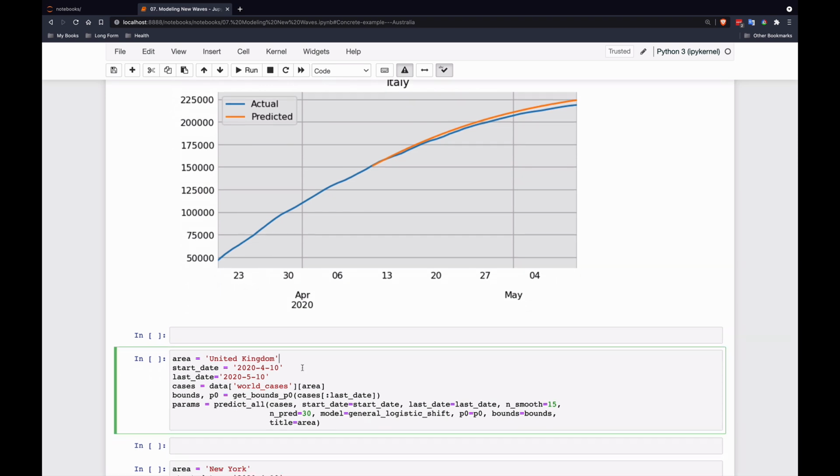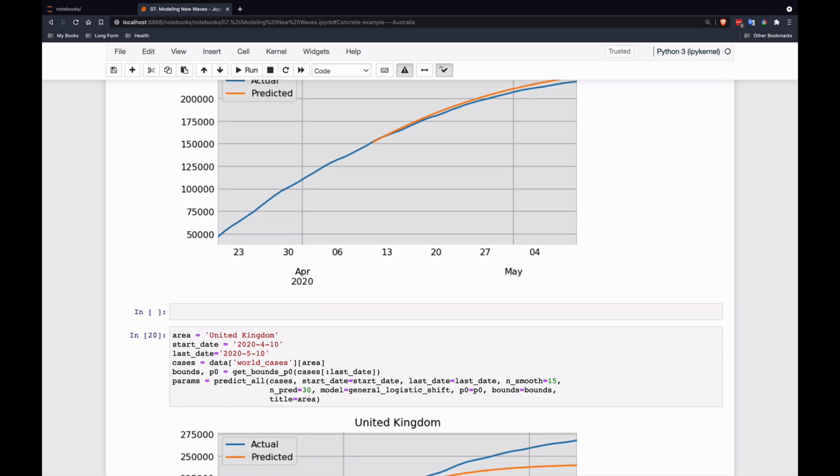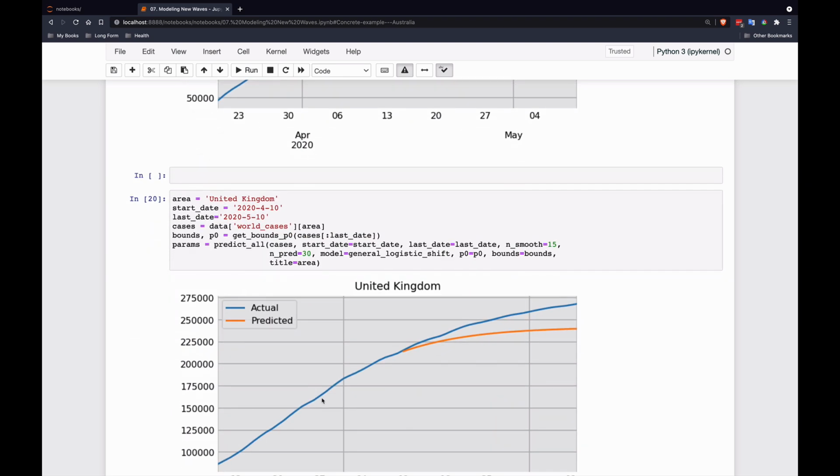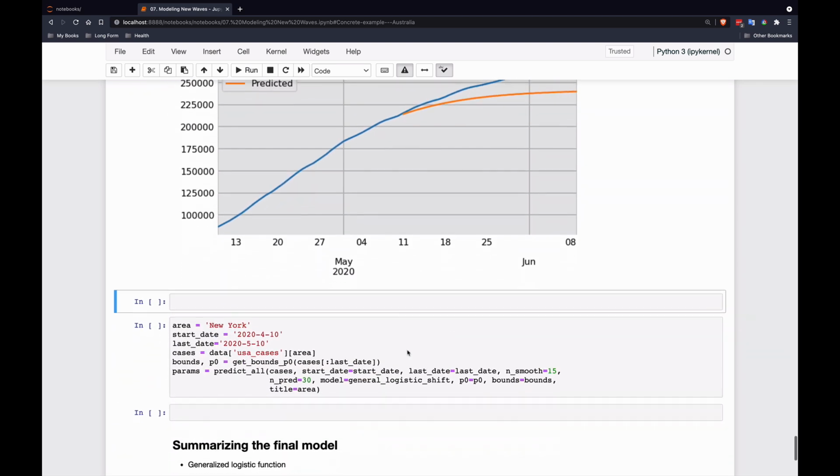If we look at the United Kingdom, we're going to start on April 10th and go to May 10th. So we'll see a month of data. And this is its first wave, and you can see there's lots of cases that happened beforehand. And in this instance, the model doesn't do quite as well, but it's still able to correctly determine that it's towards the end of the logistic function, towards the asymptote.